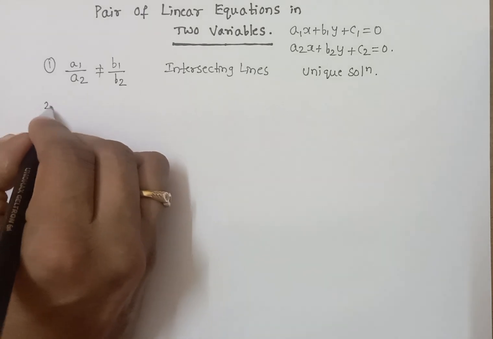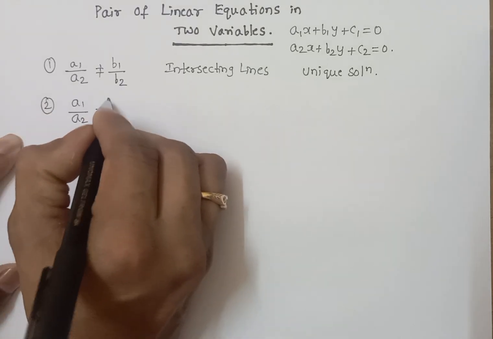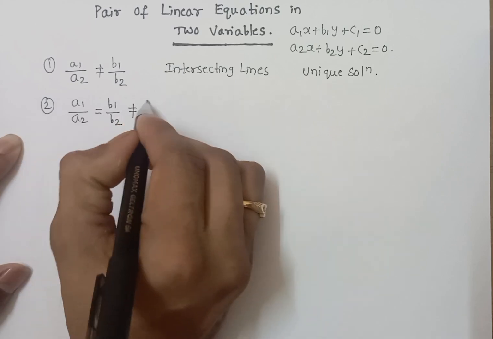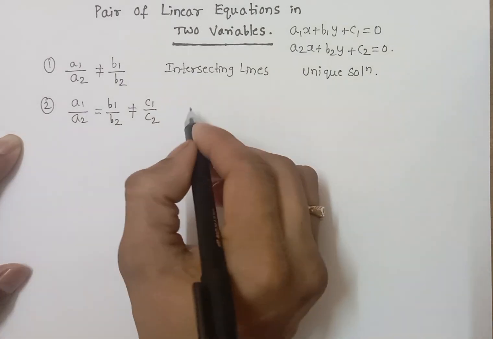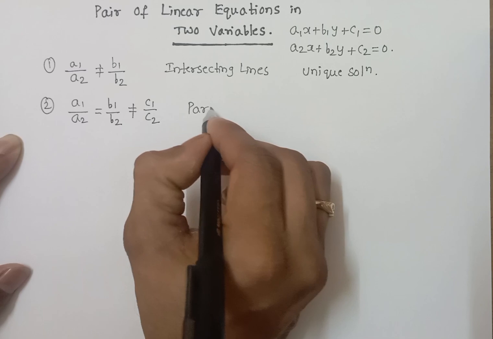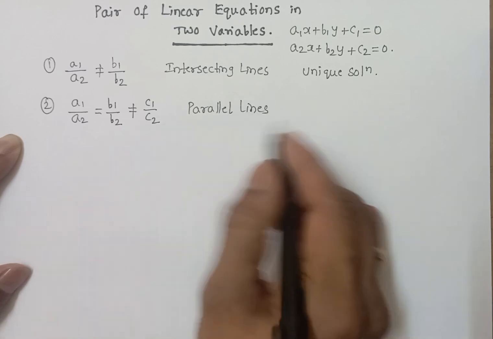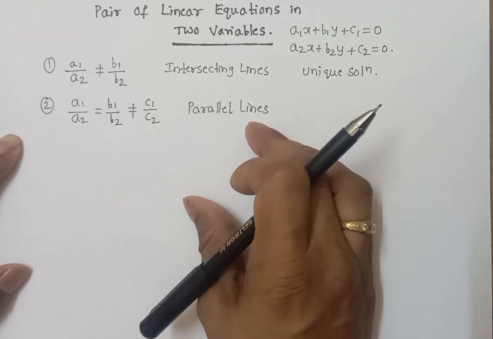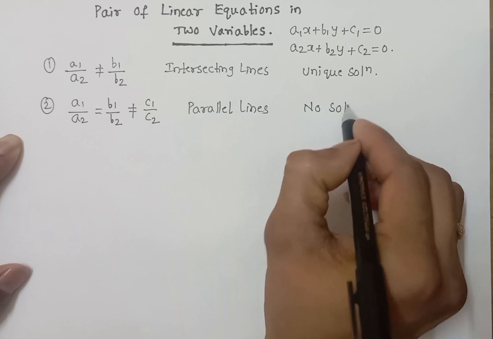Second case, the ratio a1 by a2 equals b1 by b2, but not equal to c1 by c2. In this case, if you plot the graph, we will get parallel lines. Parallel lines are two lines that won't meet. The distance between the two lines will be the same, indicating it will have no solution.